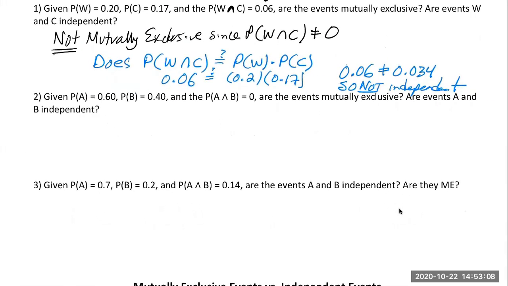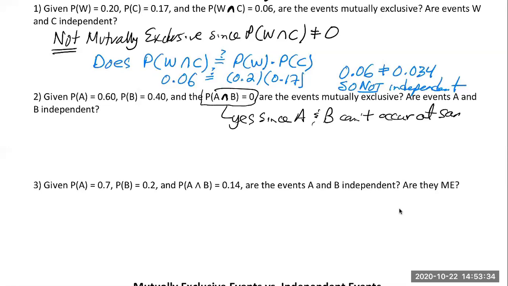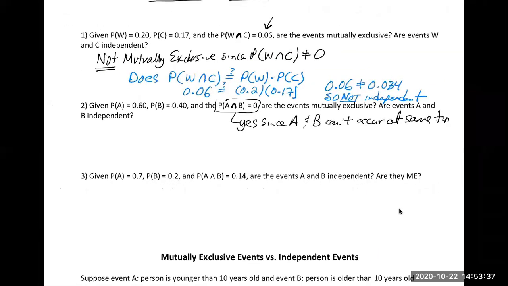The next one we have, given the probability of A is 0.6 and the probability of B is 0.4, and the probability of A and B is 0, are they mutually exclusive? Well, we'd say yes, since A and B can't occur at the same time. So this is basically the definition of being mutually exclusive. Visually, we would have A is here, B is here, and there is no overlap, so they're excluded from each other. Social distancing for A and B.